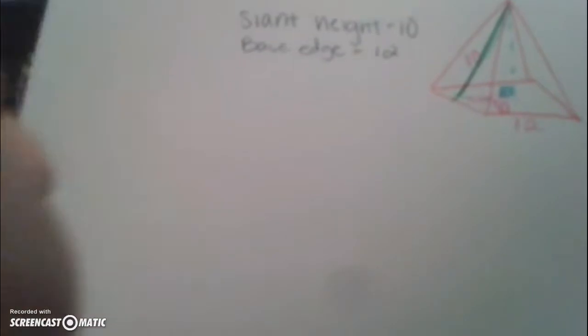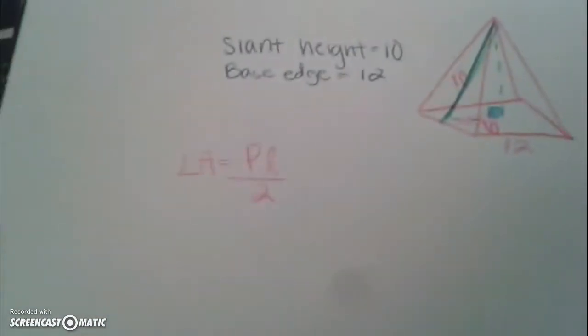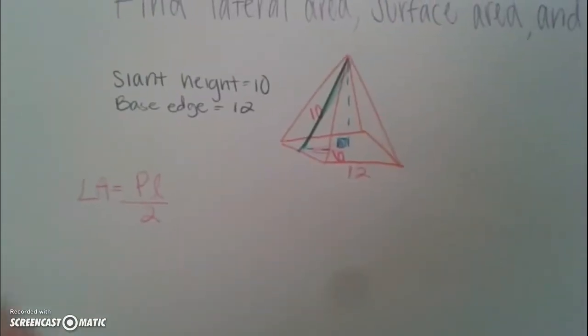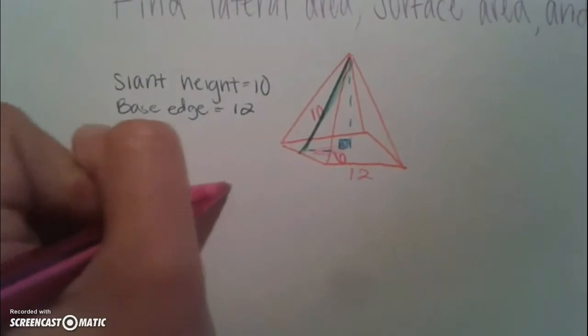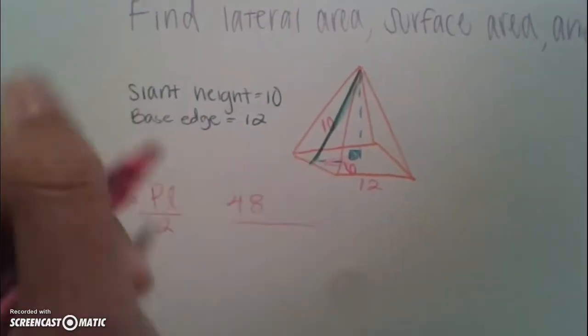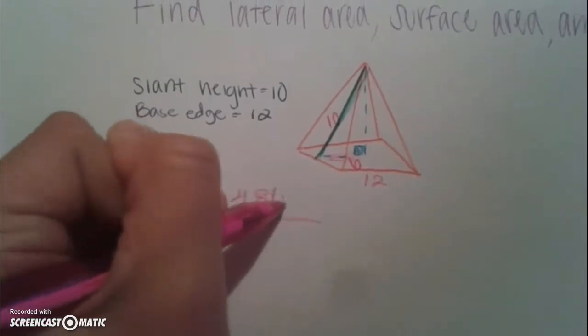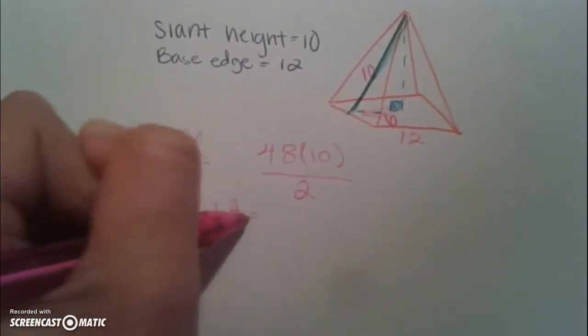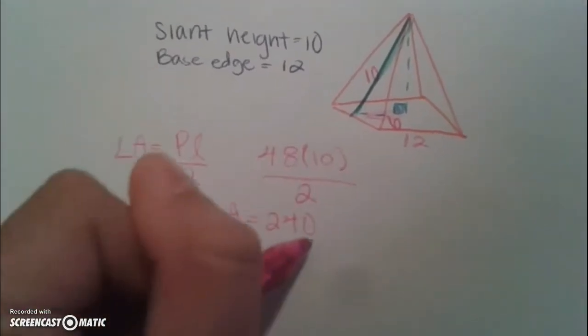Let's find lateral first. So LA, and our equation is perimeter of the base times slant height, divided by 2. Let's plug in our numbers. The perimeter of the base would be 12, because that's the base edge, times 4, which is 48, and times the slant height, which is 10, and divide that all by 2, and we get a lateral area of 240.